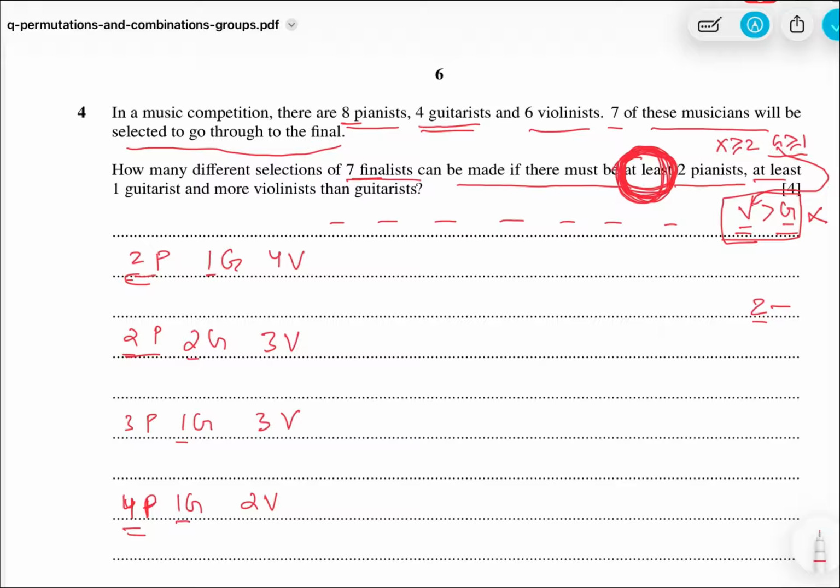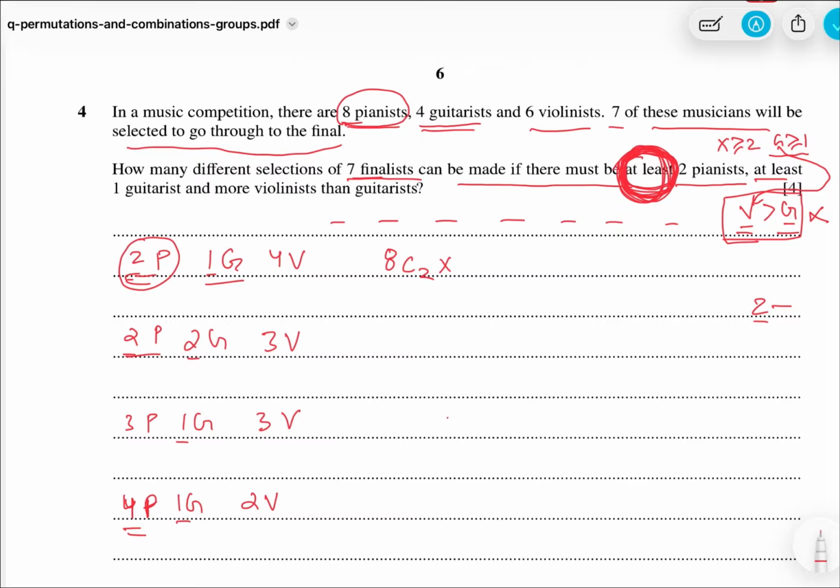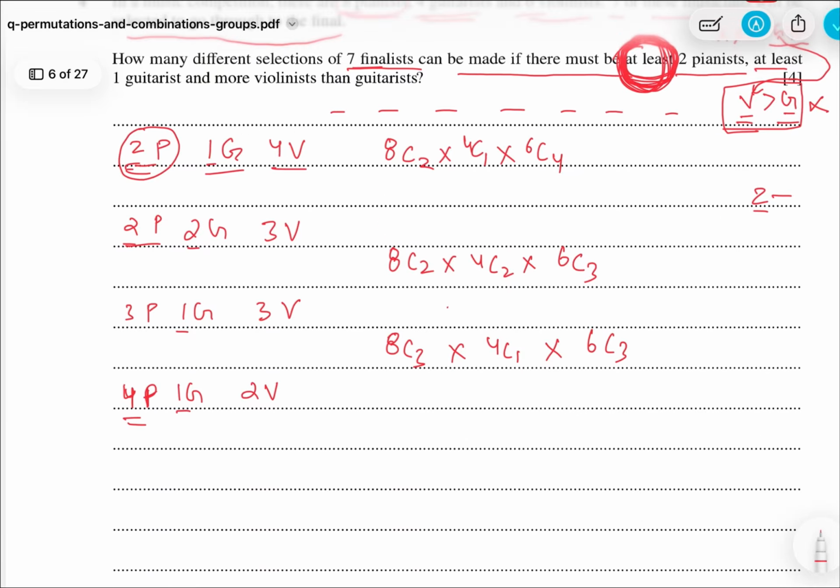So two pianists from eight, so 8C2, times one guitarist out of four, so 4C1, times four violinists out of six, so 6C4. Then again the same over here. 8C2 times 4C2 times 6C3. 8C3 times 4C1 times 6C3. And 8C4 times 4C1 times 6C2. Get the answer.